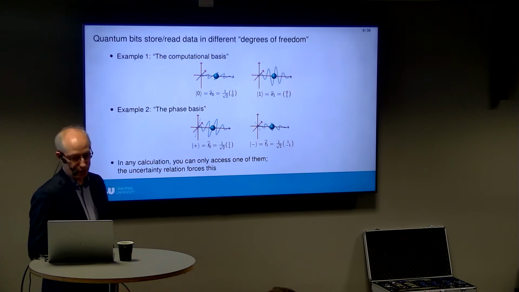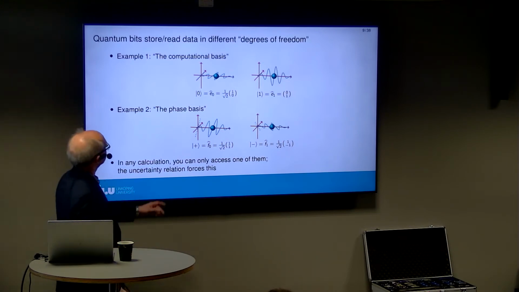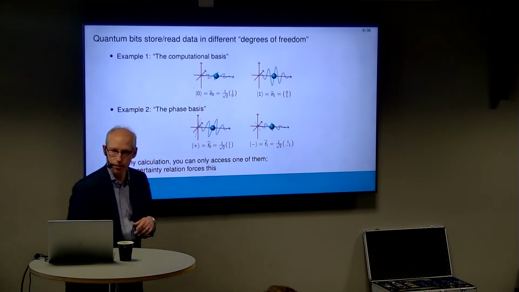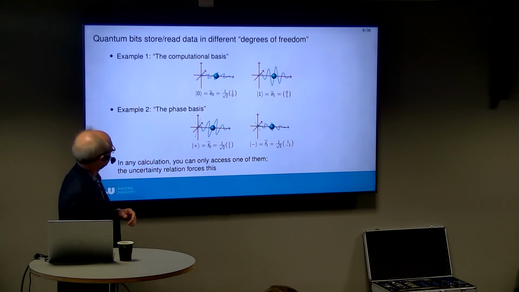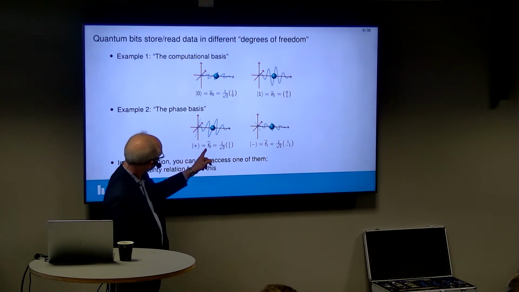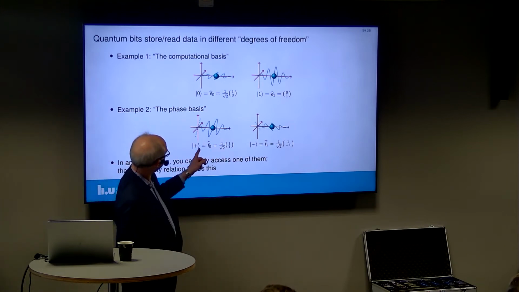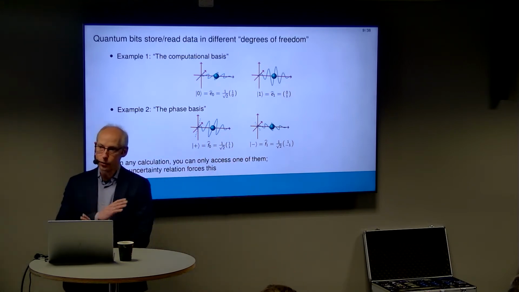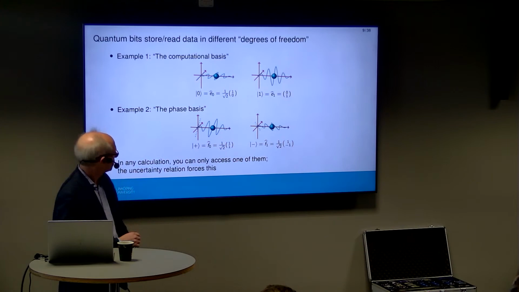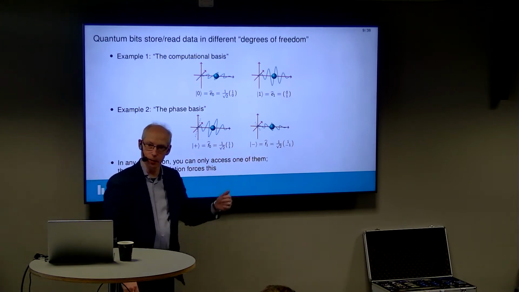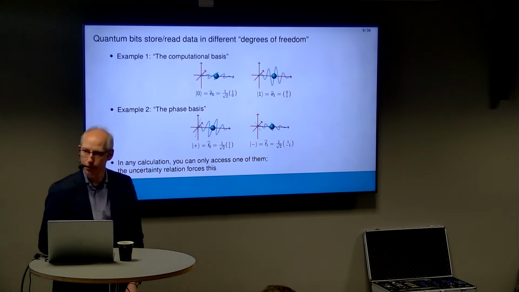So we have 2 different choices here. One usually is called the computational basis, 0 and 1. But I could also use something we like to call the phase basis, where you combine 0 and 1 and you get a superposition or a different superposition. We still have 2 different alternatives. So you could see this as a different version of 0 and 1, if you like. Still a bit.